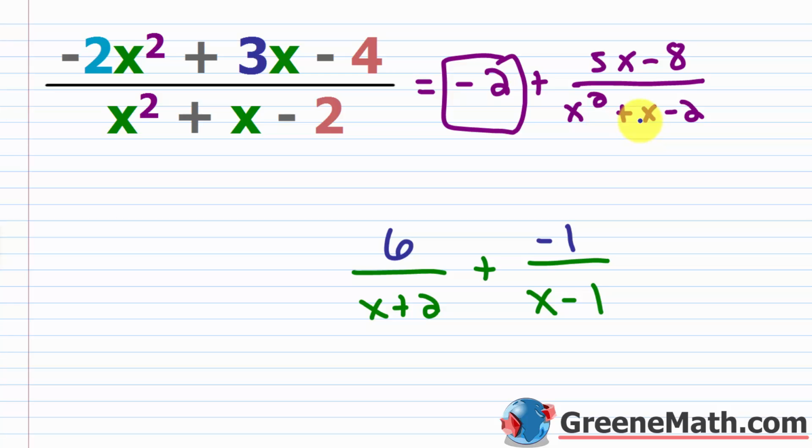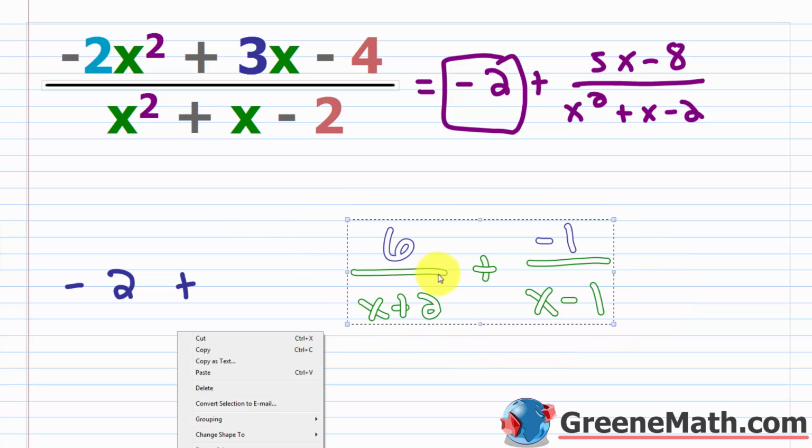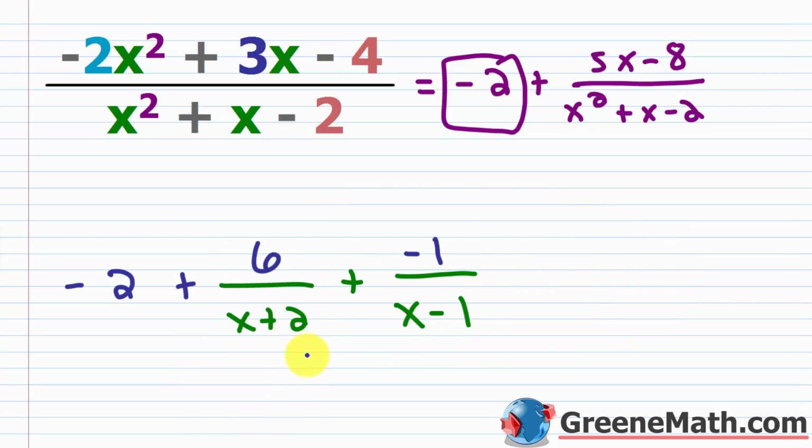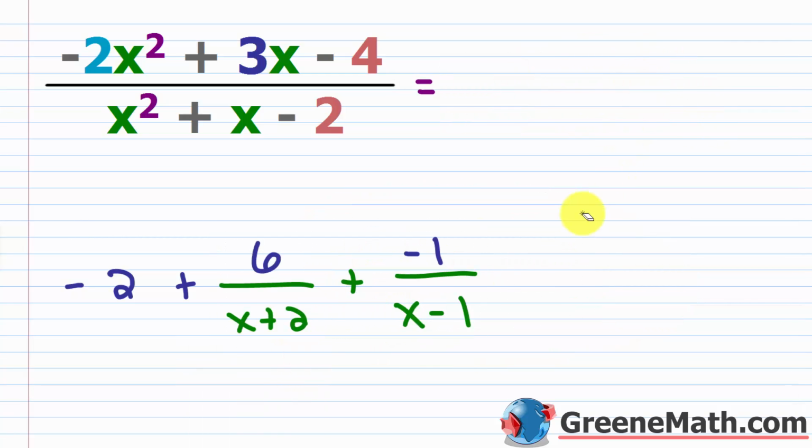So what I'm going to do is say this is -2 plus this right here, and you can erase this part, is equal to this, okay? So your -2x squared plus 3x minus 4 over x squared plus x minus 2 would be equal to -2 plus 6 over x plus 2 plus -1 over x minus 1. Again, don't forget this part here. It's very important to have a full answer.